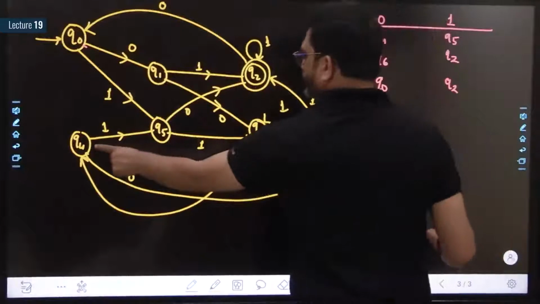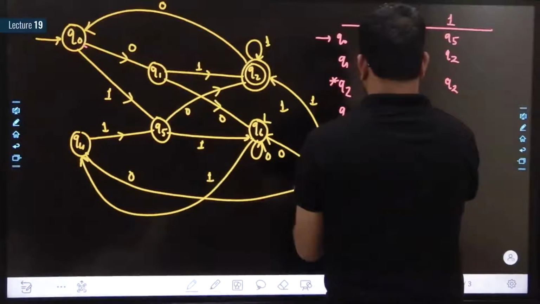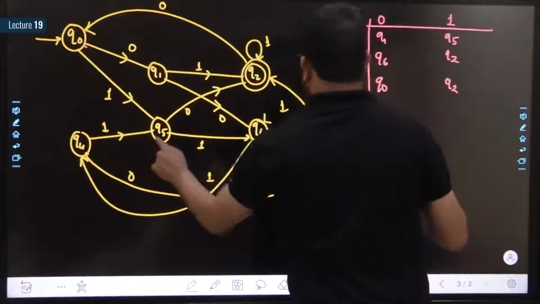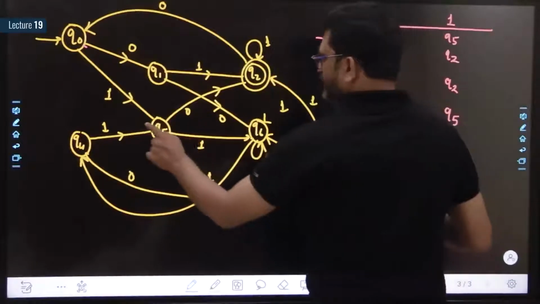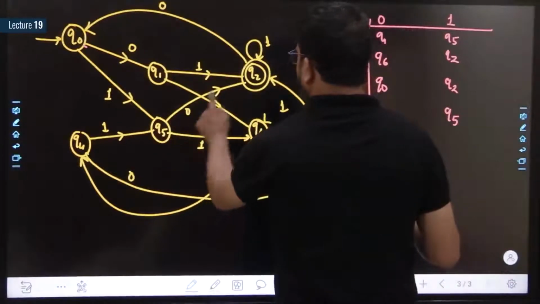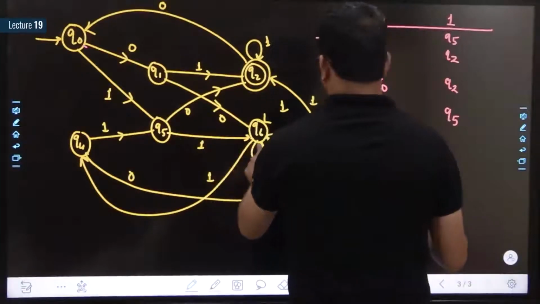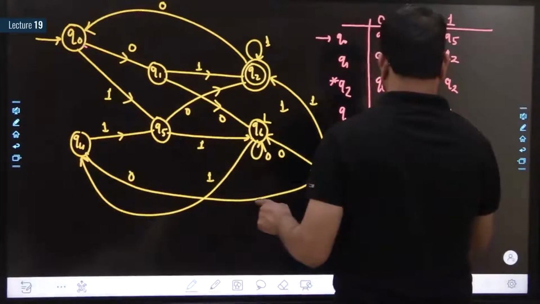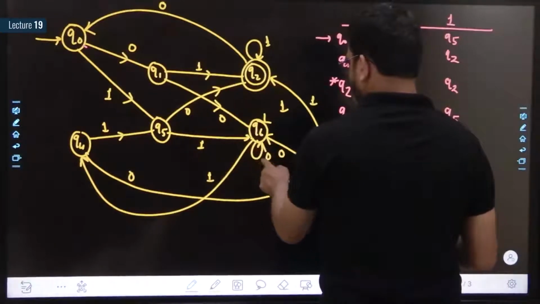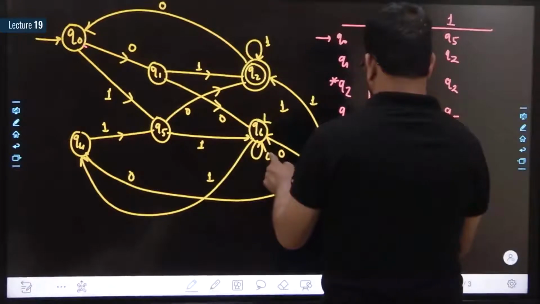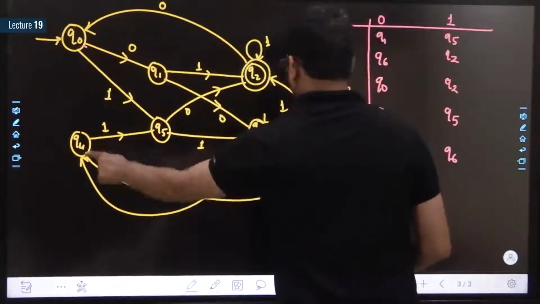Now, Q4. Q4 on 0, Q7. Q4 on 1, Q5. Q5. Q5 on 0, Q2. Q5 on 1, Q6. Q6 on 0, this is the 0, Q6. Q6 on 1, this is Q4.